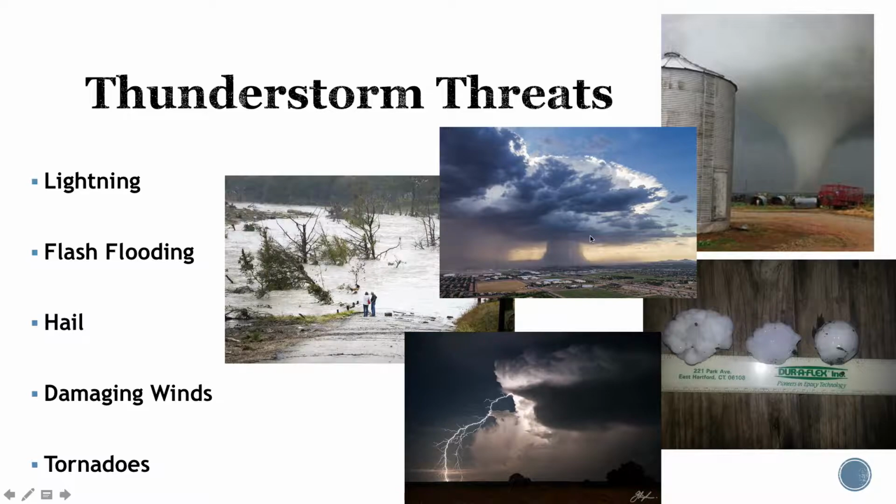Damaging winds. This is what's called a microburst coming down out of a thunderstorm. Think about opening a faucet and all of that water gushing out of a thunderstorm. That's basically what a downburst is. It can cause winds of 70, 80, 90 miles an hour. And of course, tornadoes are another severe thunderstorm threat.